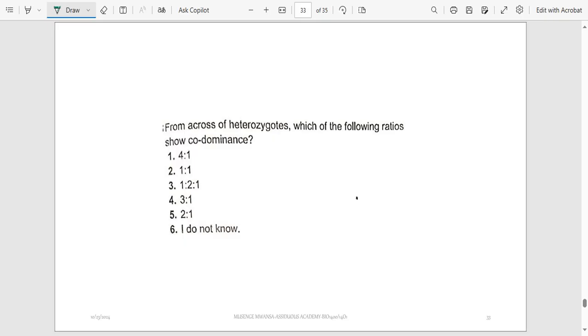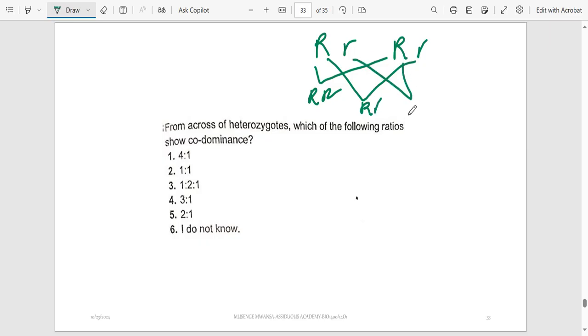From a cross of heterozygotes, which of the following ratios shows codominance? Now these are hetero. Let's say you have got capital R, small r, capital R, small r. When this guy crosses with this guy, you are going to have capital R, capital R. This one crosses this one, you are going to have capital R, small r. This one with this one, capital R, small r. This one with this one, small r, small r.